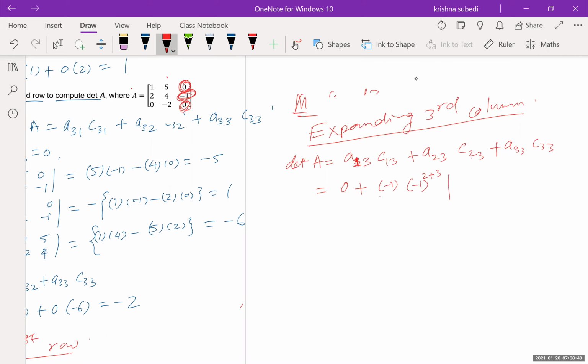And then you ignore the second row and third column. So you're left with 1, 5, and 0, negative 2. Plus the third one is also 0, multiplied by anything is 0. That's it. So now you can write this: negative 1 to the power 5 is negative 1, times negative 1 is positive 1. And so that's going to give me 1 times negative 2 minus 0 times 5, which will be negative 2.